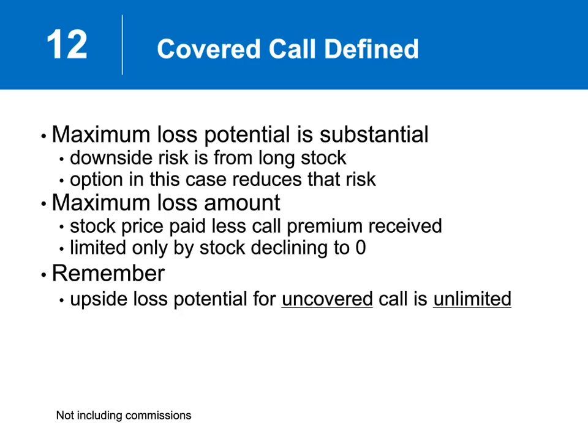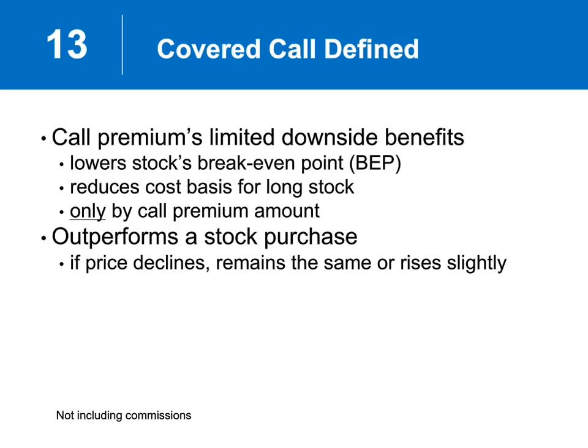One other comment on the slide: remember, upside loss potential for uncovered calls is unlimited. This whole idea of naked calls, naked puts, if we're short calls without the underlying stock, we do have unlimited upside loss potential, and that's something to keep in mind. The call premium's limited downside benefit, we really just talked about. Your BEP, or break-even point, is the stock price less the premium we take in.